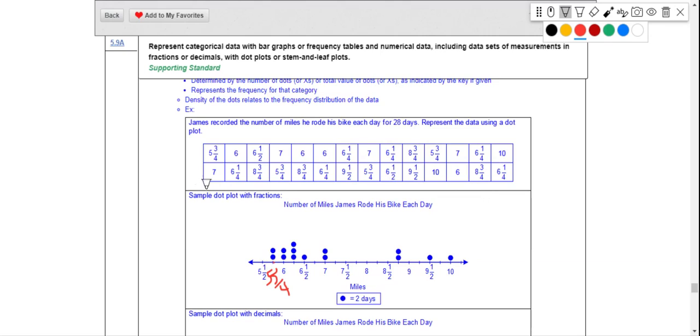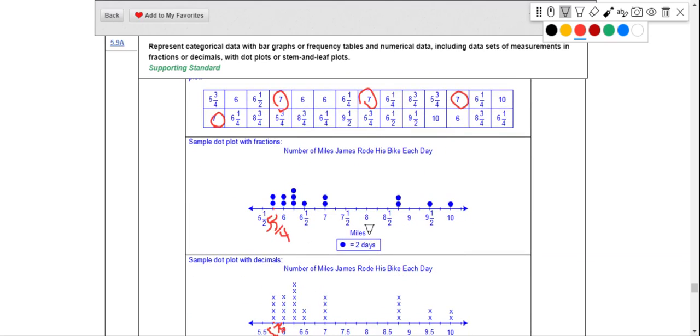Okay, so here's our frequency. On this day, he rode 5 3/4 miles. On this day, he rode 6. On this day, he rode 6.5. And on this day, he rode 7. So on different days, he rode different amounts of miles. And so we can tell, how many days did he ride 7 miles? There's 1, 2, 3, 4. So on 4 days, he rode 7 miles.